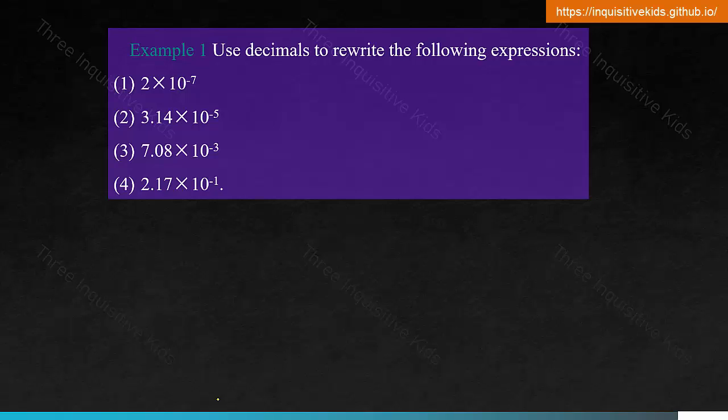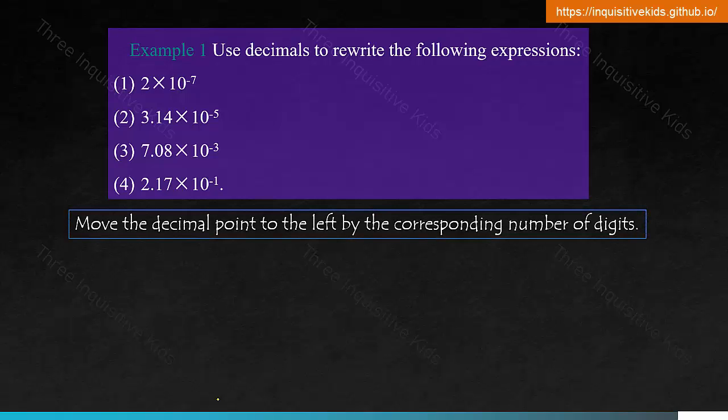So for the first problem, we have 2 times 10 to the negative 7th power. So we get 0.000, like 7 zeros in total, and then a 2. For the second problem, we have 5 zeros in total, and then 3, 1, 4. Then 0.00708, and then 0.217.